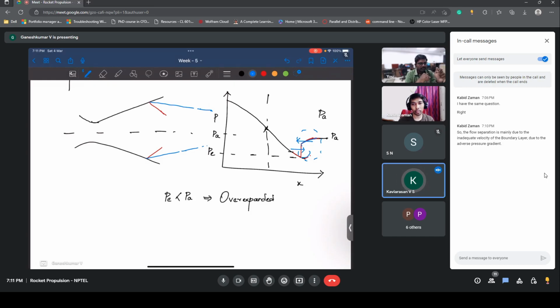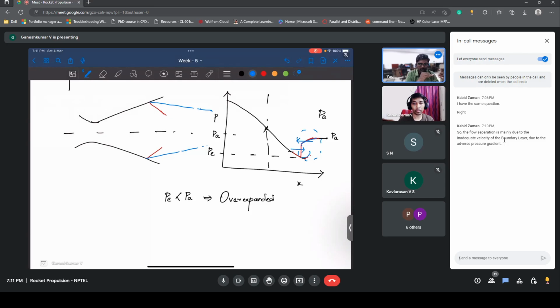So if you think about the boundary layer, actually you cannot think about the boundary layer here. You know why? For a boundary layer you usually need to consider viscosity terms. One second. So, Kaviyasan, do you have, can I come to your question later? Yes, sir. So yeah, thank you.